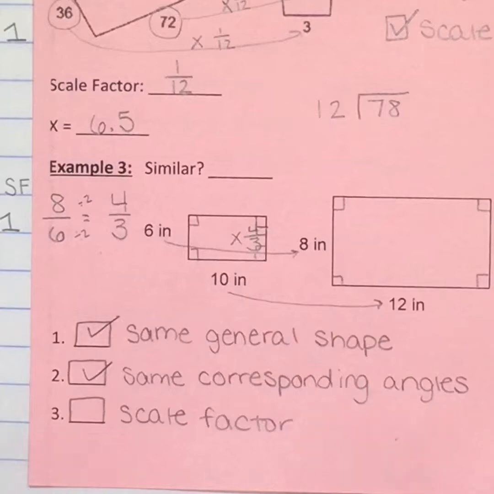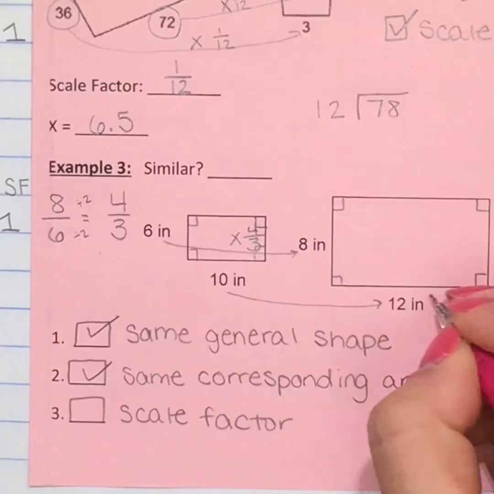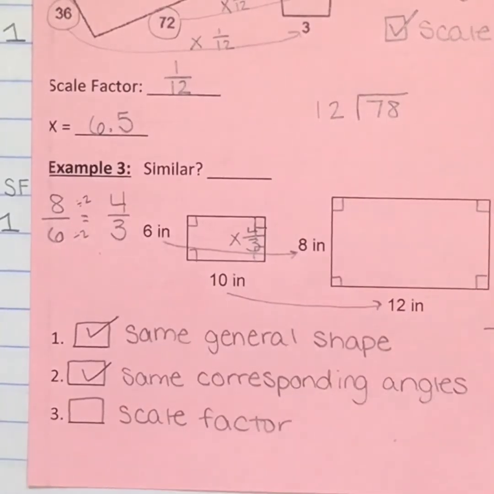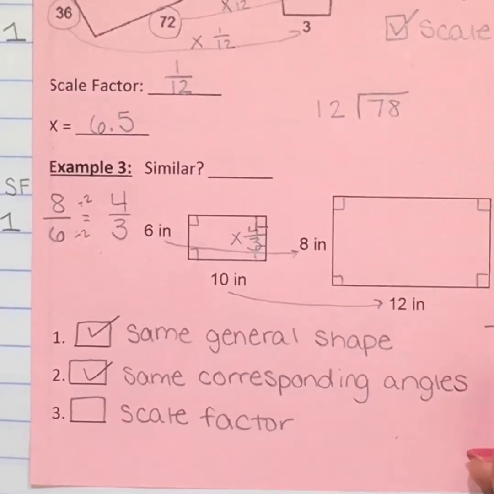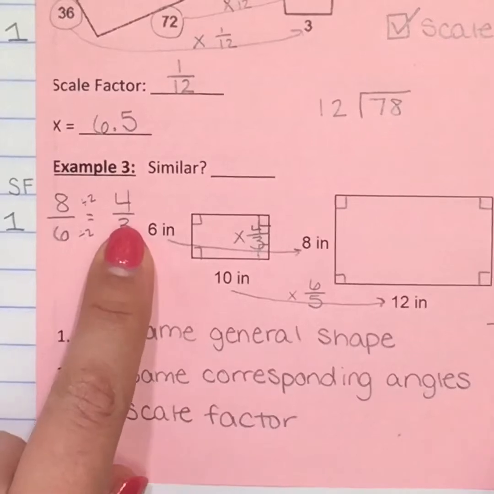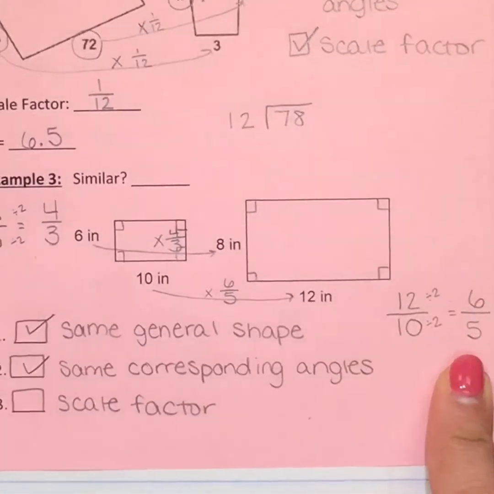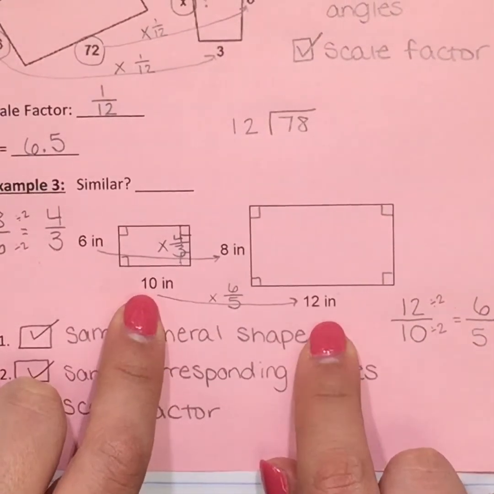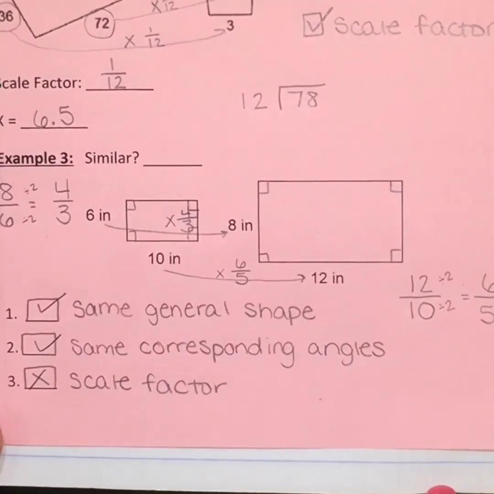Okay, and I can do the same thing with this one. If I'm going from 10 to 12, I can write a fraction, write a ratio, 12 over 10, and I can divide both by 2. And again, oh, actually this time I get a different fraction. This time I get 6 over 5. So now I get times 6 over 5. Are those the same fraction? No, they're not. They're not the same fraction. So these two rectangles don't have the same scale factor, which means they're not proportional. So are they similar? No.